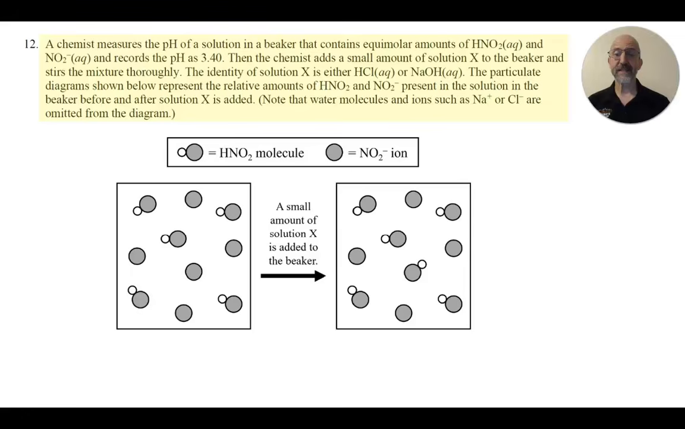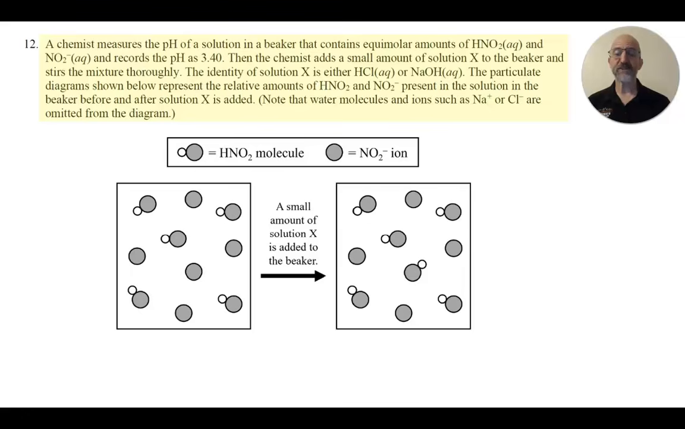Now, the identity of solution X is either a strong acid, HCl, or a strong base, NaOH. And the particulate diagrams shown below represent the relative amounts of the HNO2 and the NO2- present in the solution in the beaker before and after solution X is added. Note that water molecules and ions, such as Na plus or Cl minus, are omitted from the diagram.